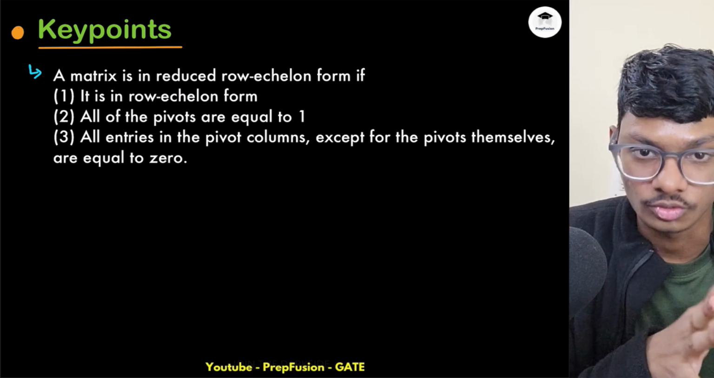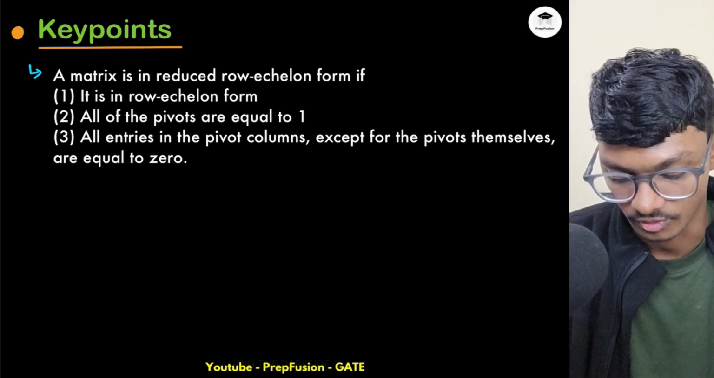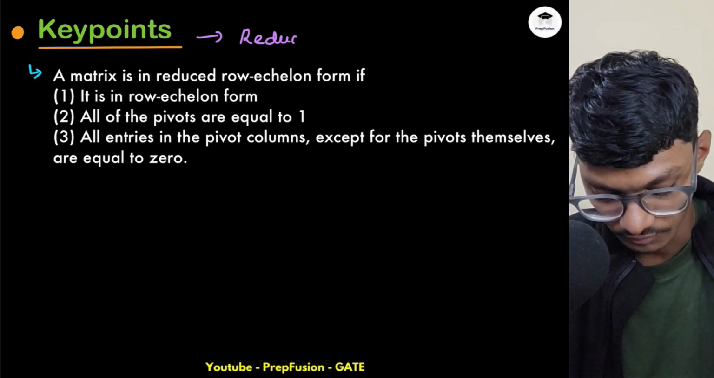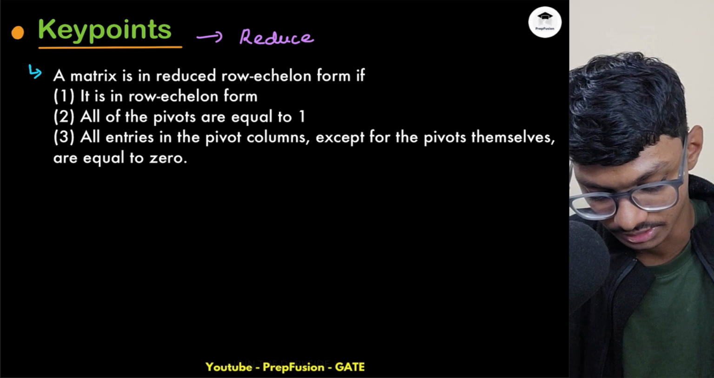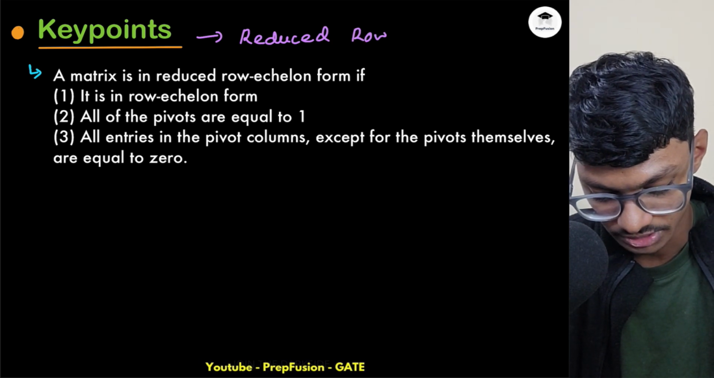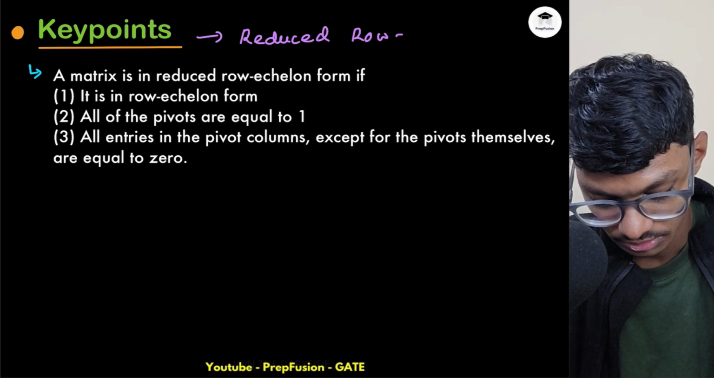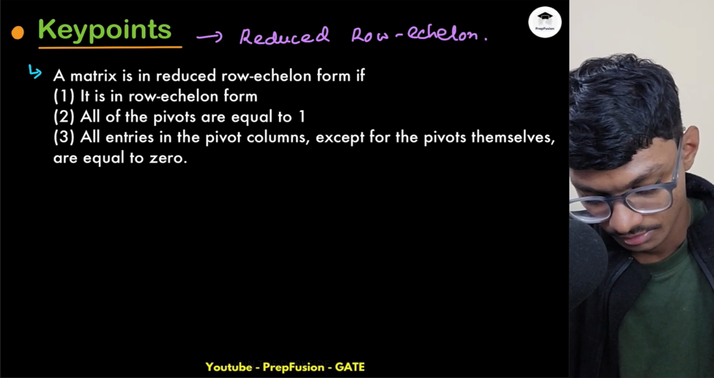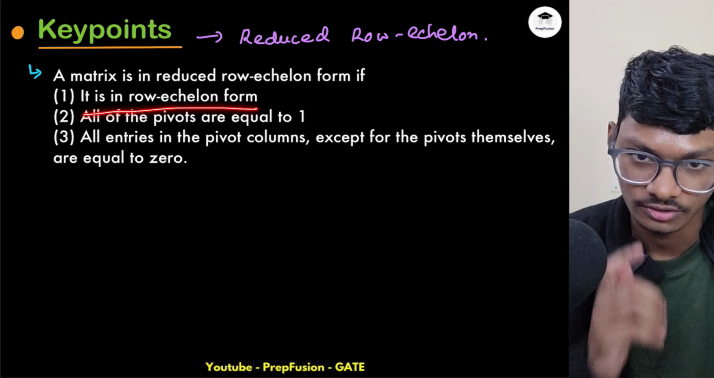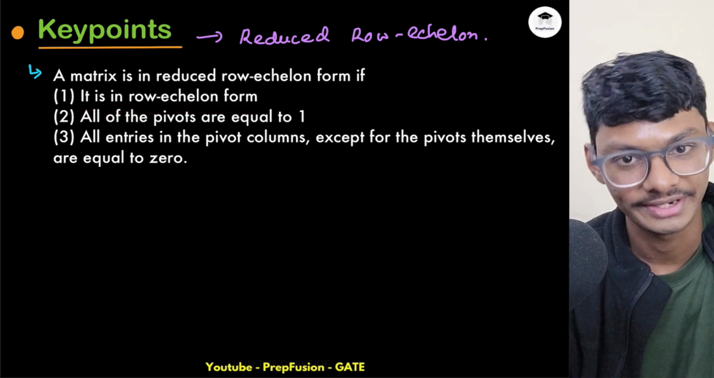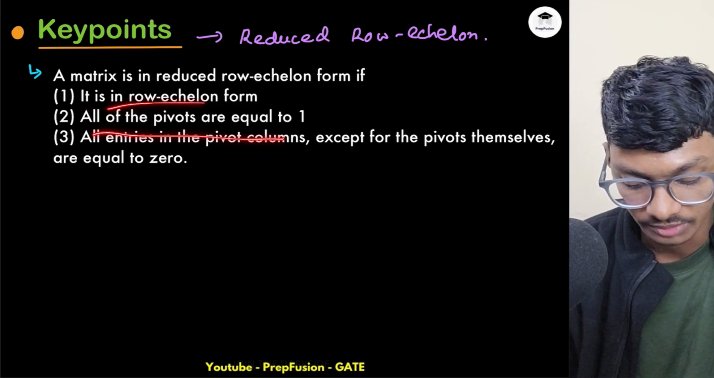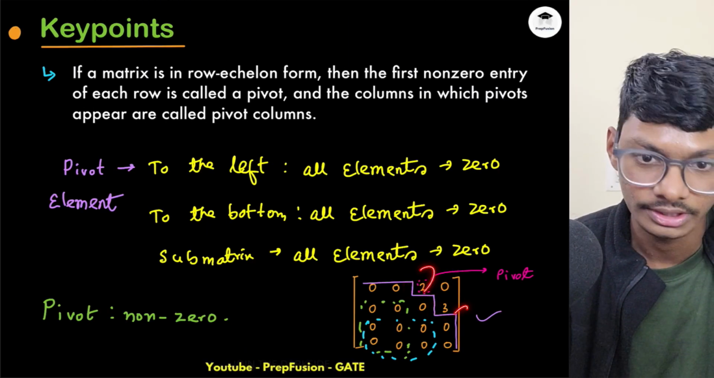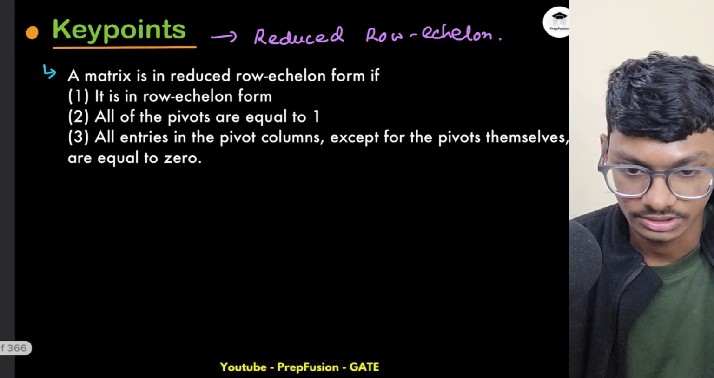Now next, a matrix is in reduced row echelon form if... we are now reading about the reduced row echelon form. What do you mean by reduced row echelon form? Why this is important, we'll understand later. Just try to know the terminology. If it is in row echelon form, obviously, for it to be reduced row echelon form it has to be first in row echelon form. All the pivots are equal to 1. So here all the pivots are equal to 1. If they are equal to 1, then it is in the reduced row echelon form.